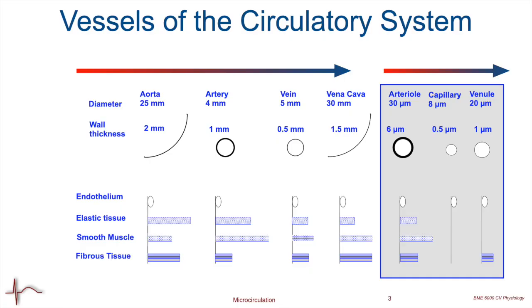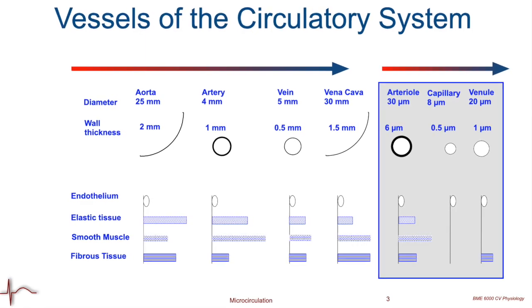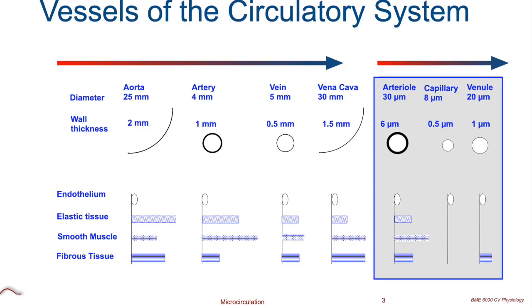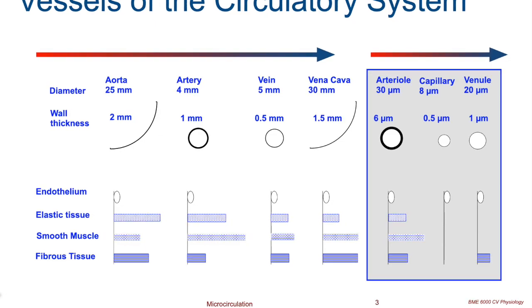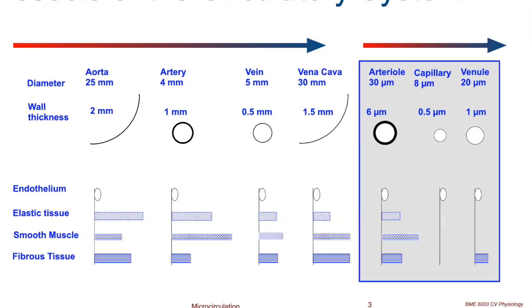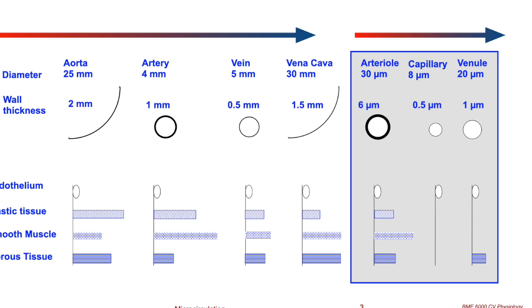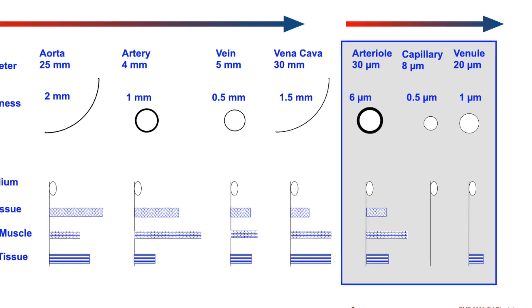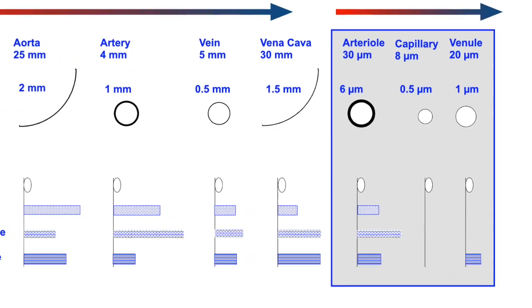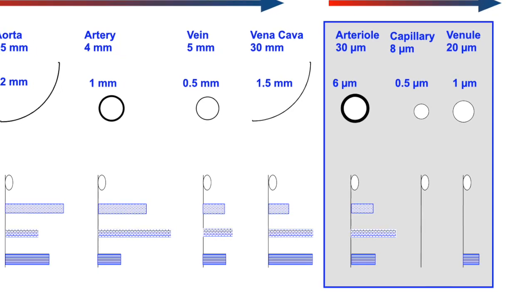As usual, structure first, then function. This is just a review to remind us that we're now down in this domain, not so much of the aorta and arteries, the left side, but the right side of this figure, where we're down in the arterioles, the capillaries, the venules, those really small vessels. You see the scale here is micron scale.